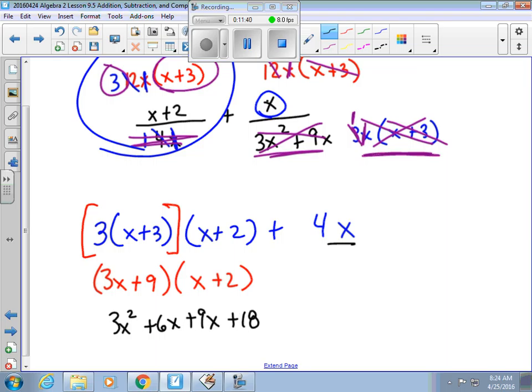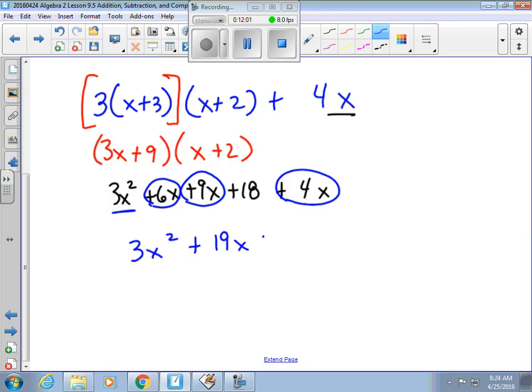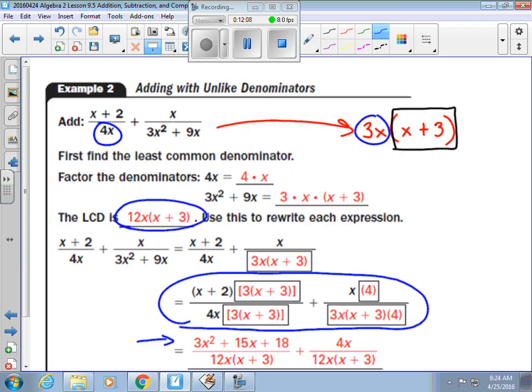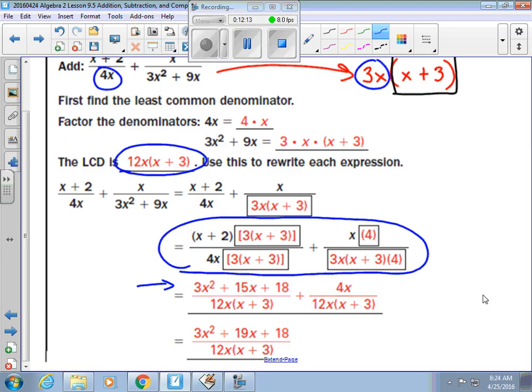Then it says plus 4x here, so you have one more 4x. When we combine all of this, 3x squared is only 3x squared. We have like terms with x to the first: 6x plus 9x is 15x, and 15x plus 4x is 19x, then plus 18. And this right here is what we come back to, 3x squared plus 19x plus 18, at the end of all of this. So this is what we should come up with.